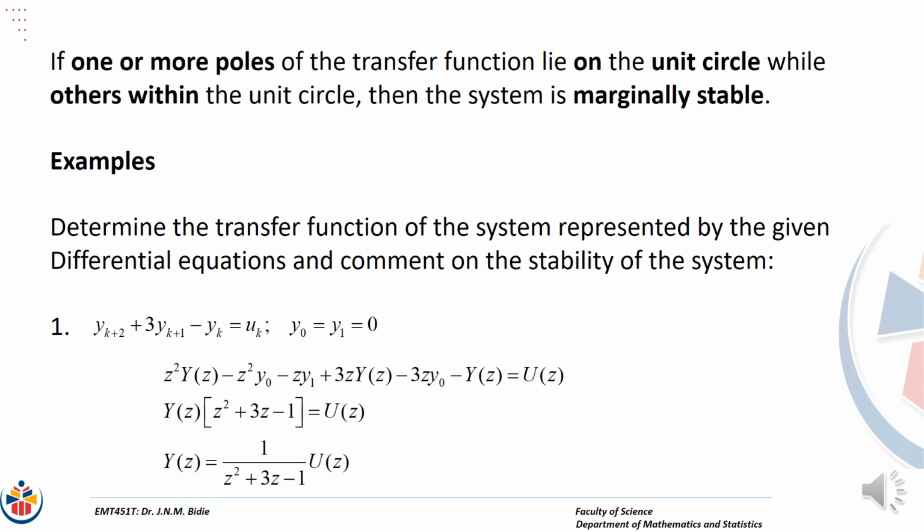Then we have a third condition. If one or more poles lie on the unit circle while others are within the unit circle, then the system is marginally stable. Remember, others must be within and one or more could be on the unit circle in order for the system to be marginally stable. Now let's do some examples quickly.